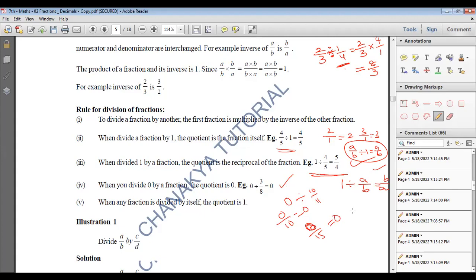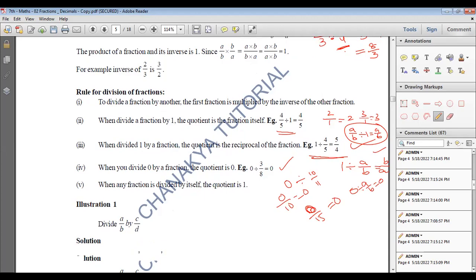Same like fractions too. 0 divided by any fraction, like a by b, is... Undefined? Yes, 0. Denominator is 0 means that is undefined. Very good. That case is undefined. Suppose a fraction a by b divided by 0 means not defined. This type of division is not defined.